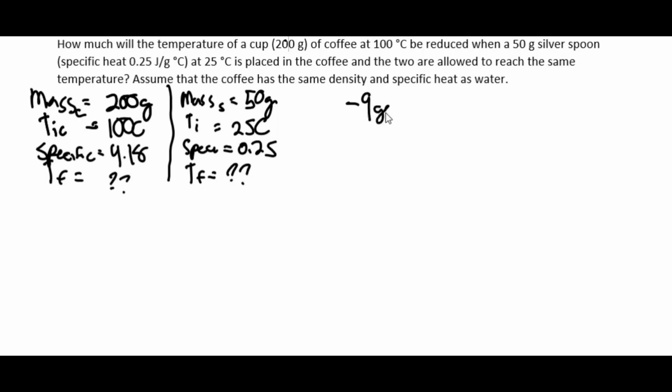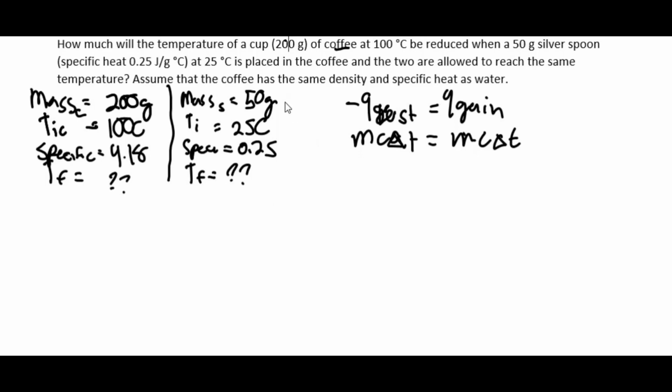So let us set up the equation. So Q loss equals Q gain. So MCAT. So which one is lost? Coffee or the silver spoon? So the coffee will lose temperature, while the silver spoon will gain some temperature. So let's try to answer it.